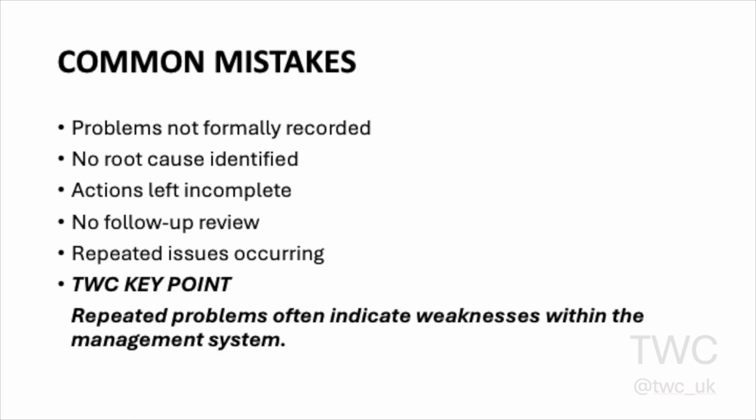There are several common mistakes that businesses make when managing non-conformities. Issues may be discussed informally, but never formally recorded. Root causes may not be properly investigated. Corrective actions may be agreed, but never completed. Actions may be completed without any subsequent effectiveness review. One of the clearest signs of weakness is when the same problem continues to occur repeatedly over time. Repeated findings often suggest that the underlying cause has not been adequately addressed.